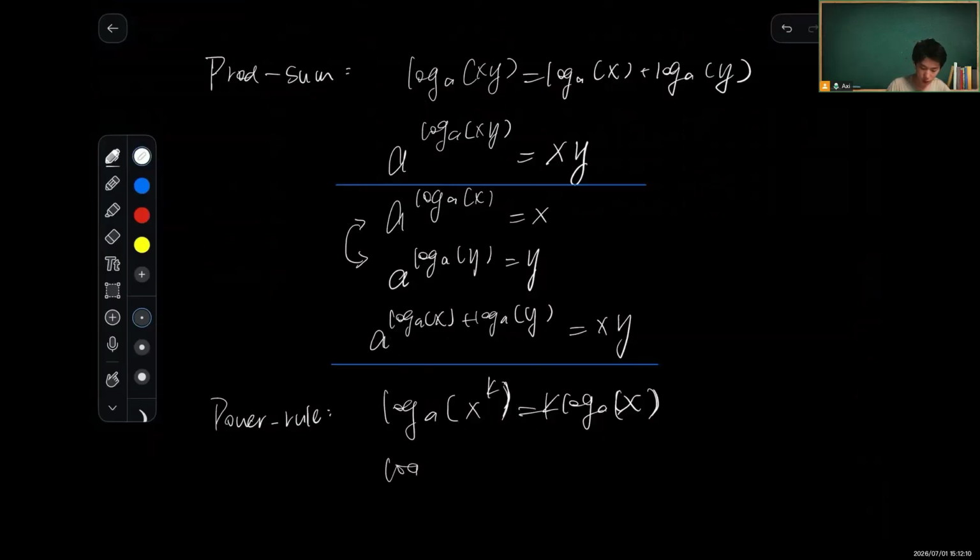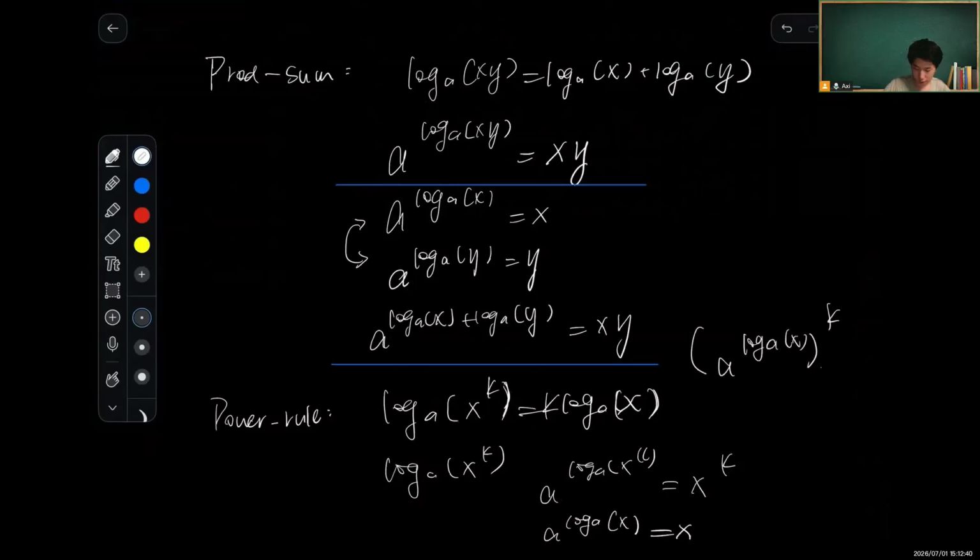We know log a of x to the kth power essentially means a to the log a of x to the kth power is equal to x to the kth power. And then we also know a to the log a of x is equal to x. So a to the log a of x, kth degree, is equal to x to the kth degree. And we have already known that this expression over here is a to the k times log a of x. Again, we have proven the same identity here.